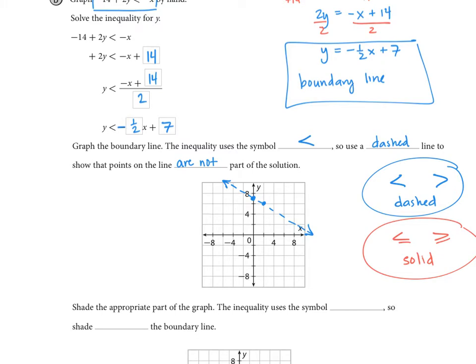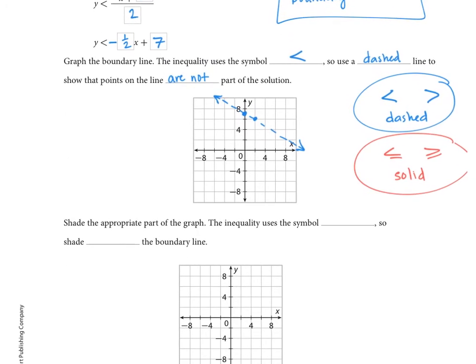Okay. The next part of this is we're going to shade the appropriate part of the graph. Since the inequality uses the symbol less than, we're going to shade, think about less than. This only works if it is in slope-intercept form. Okay, so let me write this down. Only works if in slope-intercept form.